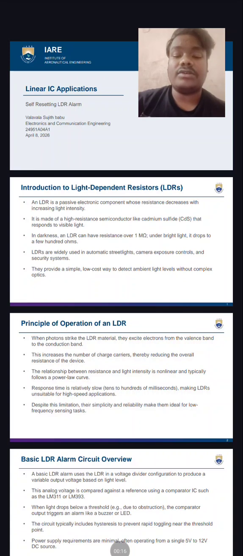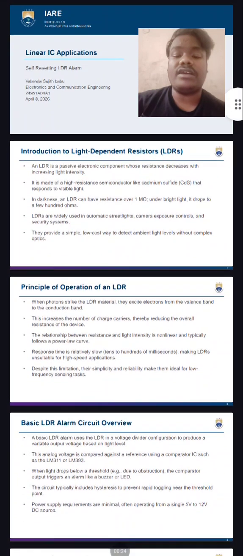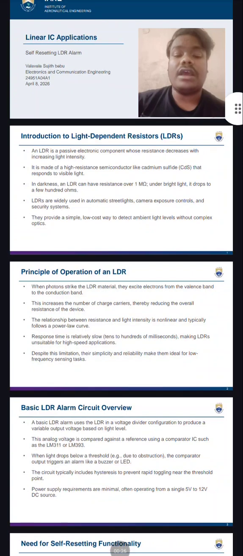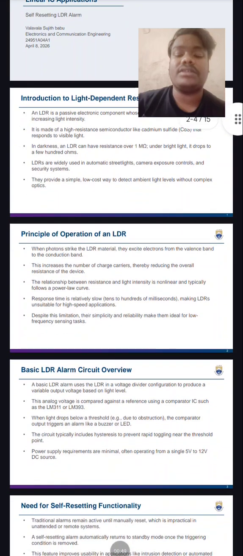An LDR is a passive electronic component whose resistance decreases with increasing light intensity. It is made up of high resistance semiconductors like cadmium sulfide that respond to visible light. In darkness an LDR can have resistance over 1 megaohm, and under bright light it drops to a few hundred ohms. LDRs are widely used in automatic streetlights, camera exposure controls, and security systems. They provide a simple, low-cost way to detect ambient light levels without complex optics.